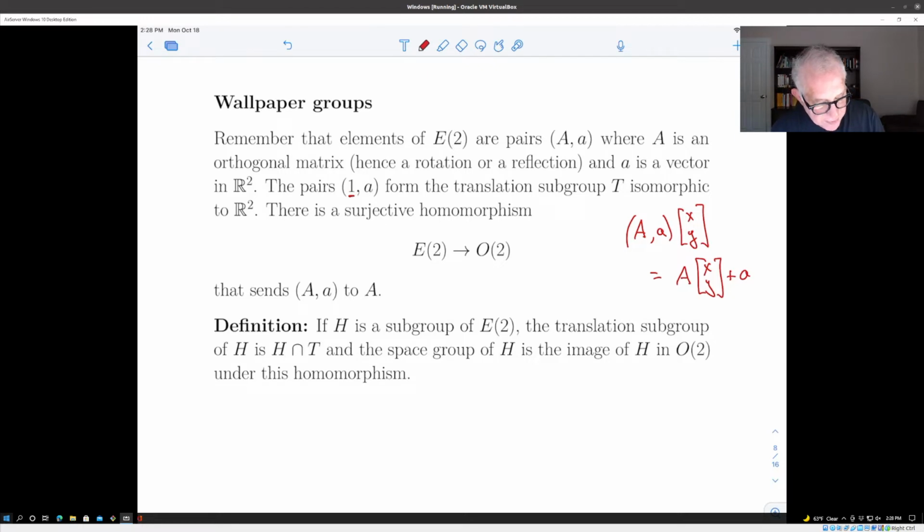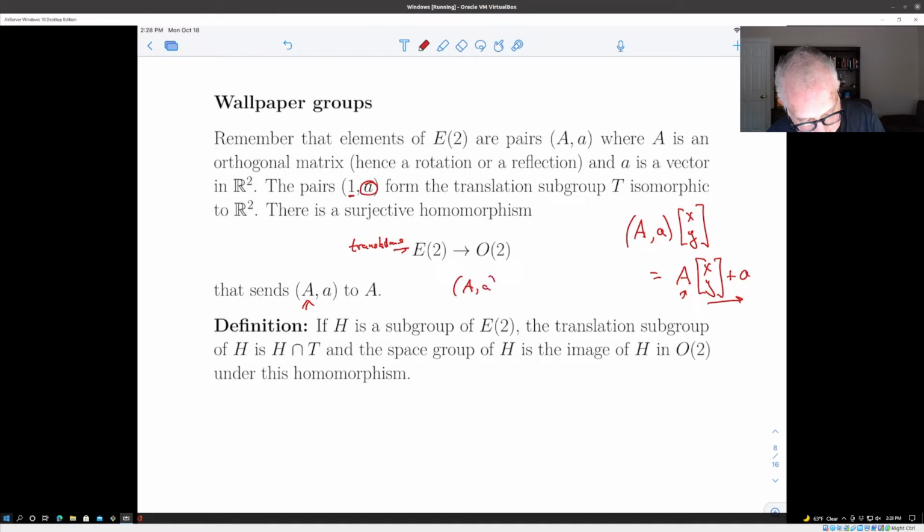And then if the matrix A here is the identity, this just shifts the vector by A. And there's also a surjective homomorphism where you forget about the translation and just look at the A, and that's an orthogonal matrix, and the kernel of that homomorphism are the translations. They are the things that are going to the identity. And remember, this group isn't abelian.